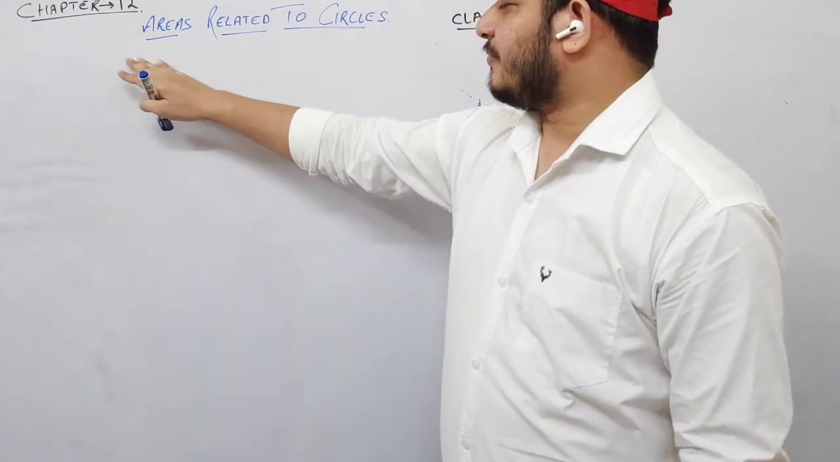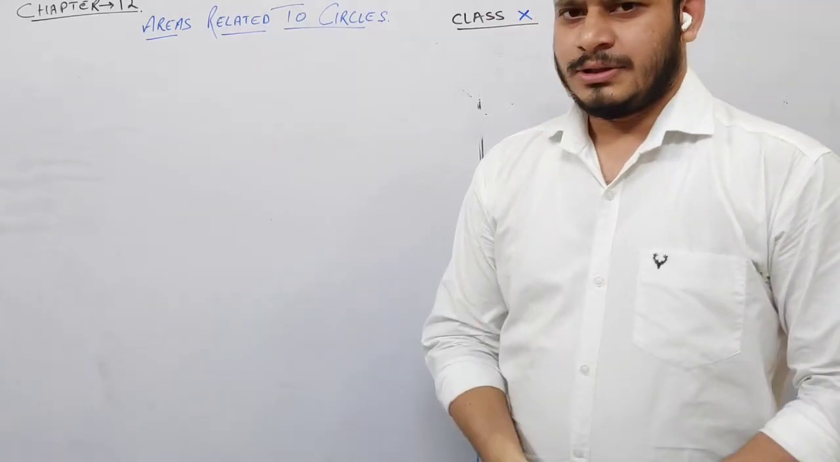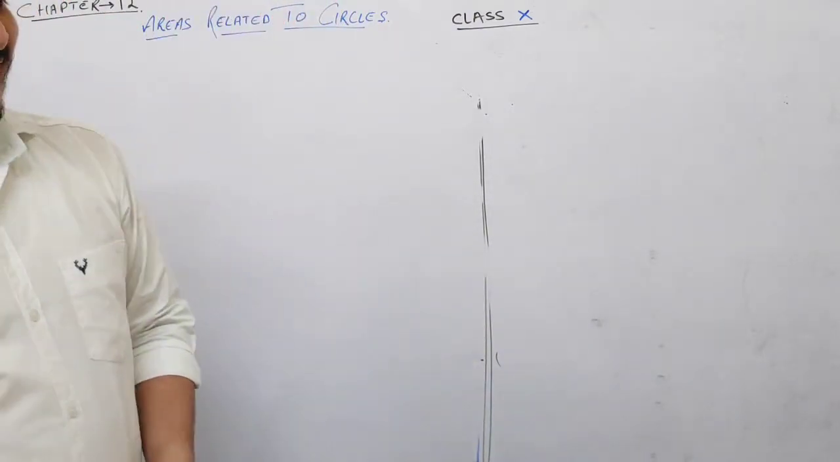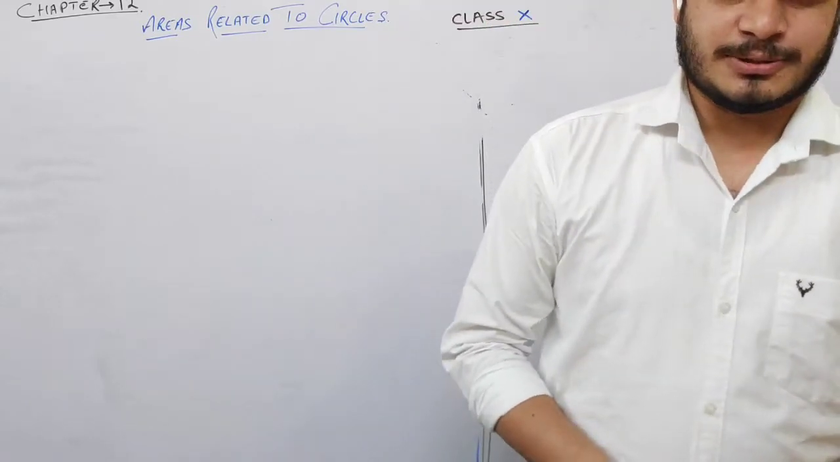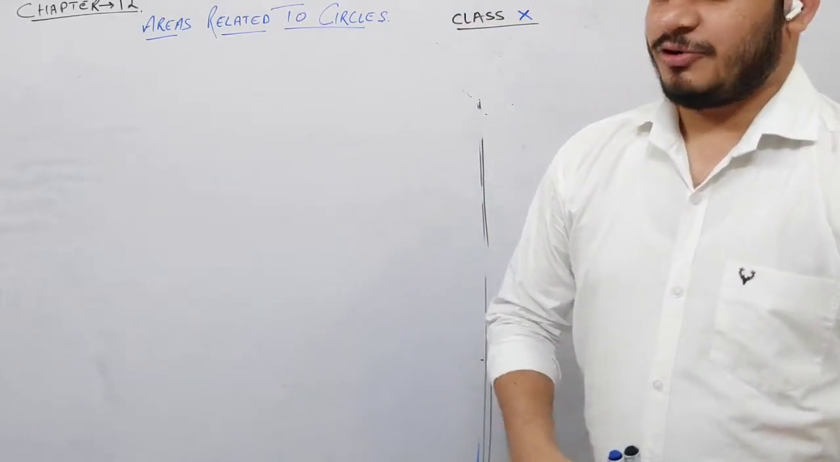Chapter number 12, areas related to circles. In this chapter we study the basic formulas of the circle, like circumference, area, sector, segment, what the sectors are and what the segments are. So first, let's start with the basic formulas.